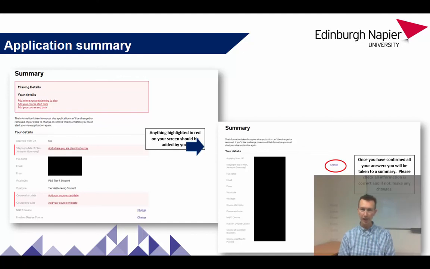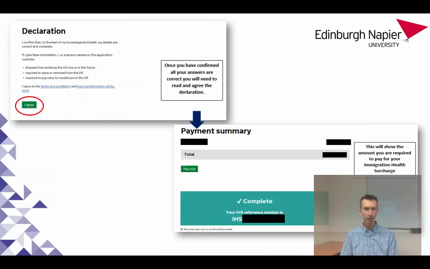Once you've confirmed all your answers, you will be taken to a summary. Make sure you check all information is correct. Again, if not, make any changes, because this will determine how much you have to pay for your immigration health surcharge. Again, you'll come to a declaration. If you confirm that everything's correct, just say I agree. You'll then come to a payment summary. This will be the amount you're required to pay for your immigration health surcharge.